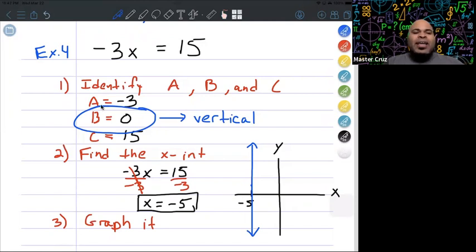The same way, if a equals 0, then you will have a horizontal line, because you will only have y. So I hope that this helps with standard form.